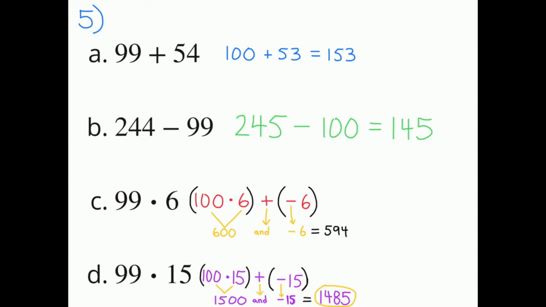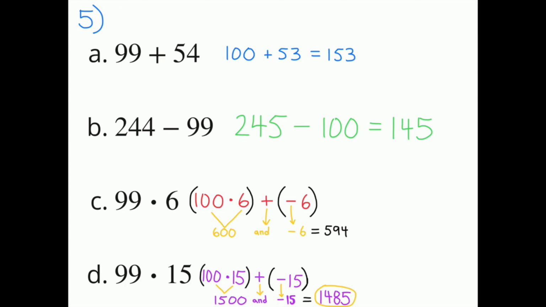B. 244 minus 99. This one's a little bit different because we're subtracting. I chose to add 1 to each of the numbers, so I'm working with easier numbers. 245 minus 100 equals 145, which is the same value as 244 minus 99. It's just easier for me to do mentally without a paper and pencil.